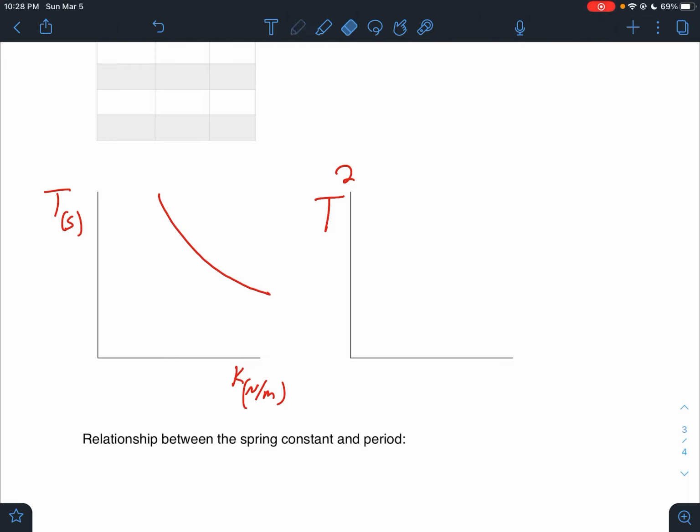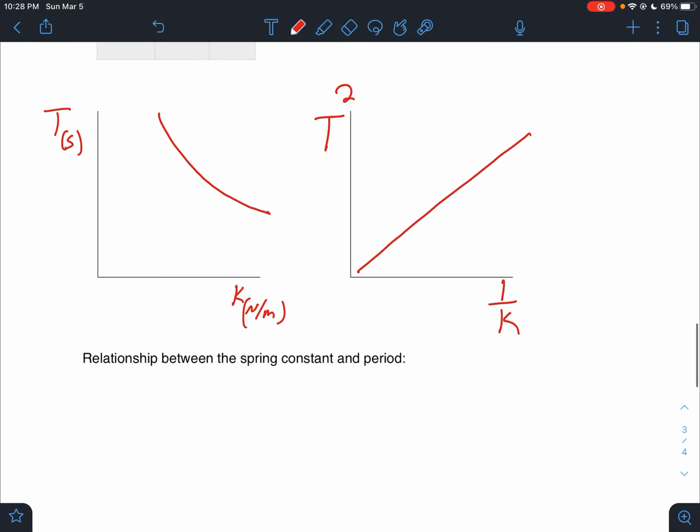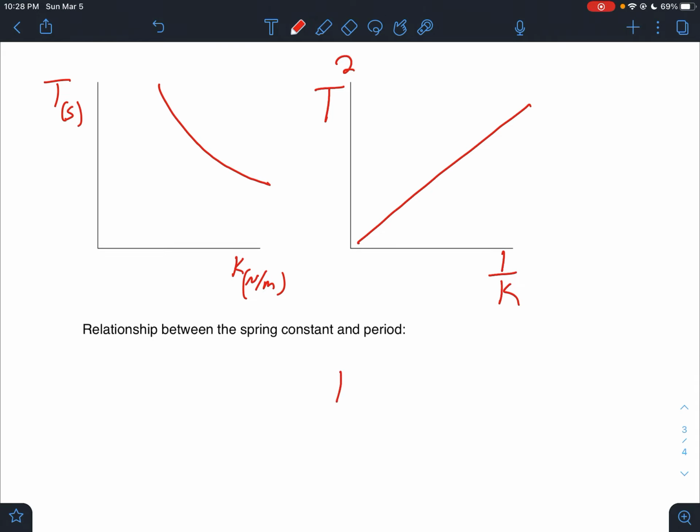So I'm going to erase this. The inverse of the spring constant, and that would linearize it. So again, squaring the period makes our line straight, and graphing the inverse of our mass, or of our k value, would make it positive. So now looking at the relationship, we would do the same things we did before. Period squared is proportional to the inverse of k, or we could write it that other way too. Period squared is proportional to the square root of 1 over k.